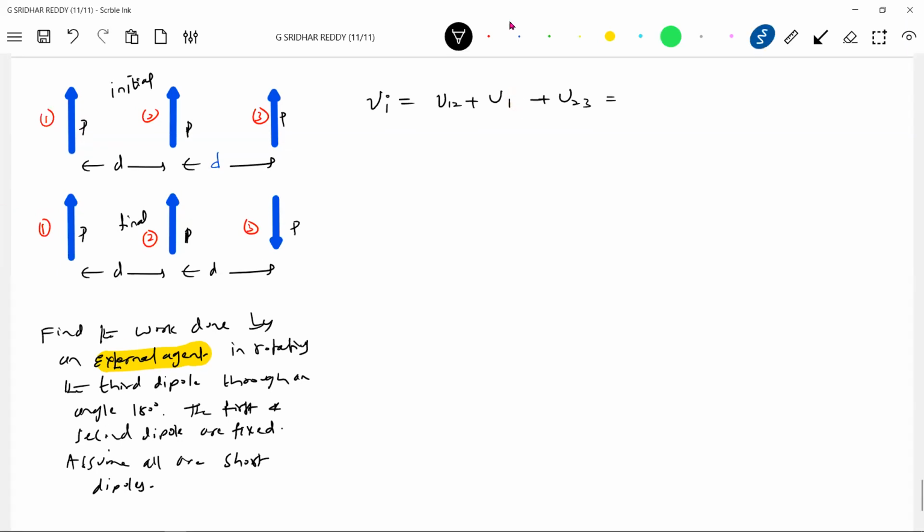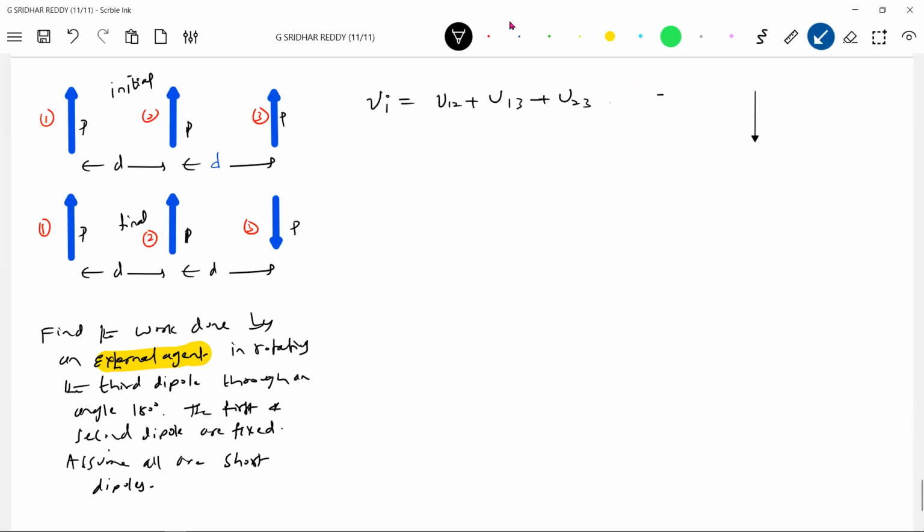Now, how to calculate the interaction potential between 1 and 2? Shall I draw a diagram, or looking at this only I'll write down directly, because we already discussed it. The interaction potential between 1 and 2 should be equal to P into E. Why is there no negative sign? Some of you are asking, sir, how are you writing this?